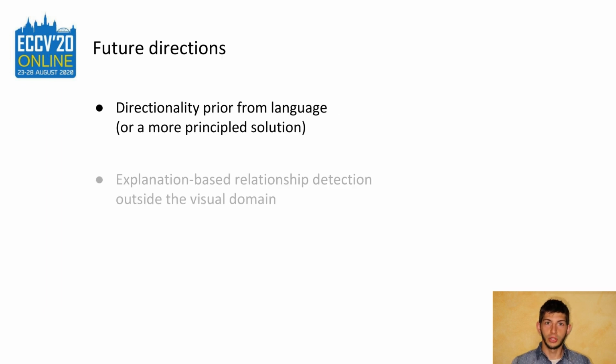In regard of future directions, we have highlighted the lack of directionality information in predicate-only labels, which should be addressed through a stronger prior, for example based on language, or through a more principled solution. Furthermore, the proposed explanation-based method has the potential to be applied outside the visual domain, for example, to other applications where structure and relationships are important, such as chemistry and biology.